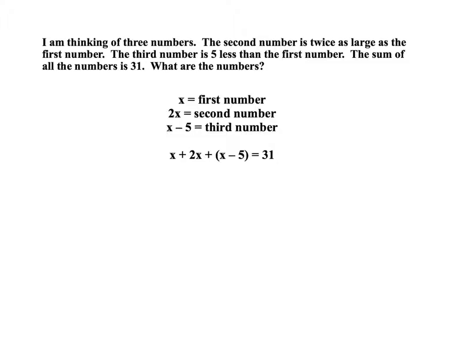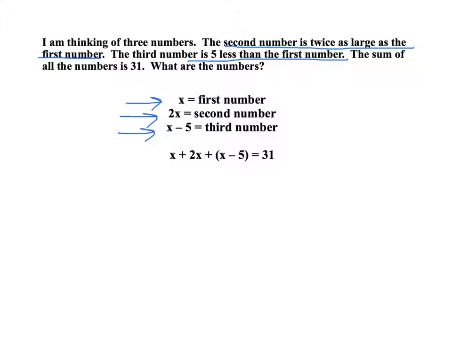Okay, hopefully you have had time to go through and figure out the labeling part of the problem in the way that you would do it. Here's the way that I would do it. I would let X equal the first number. The reason I would do that is because they tell me in the problem that the second number is twice as large as the first number, and the third number is 5 less than the first number. So if X is equal to the first number, I would have 2X is equal to the second number, and that third number is X subtract 5.